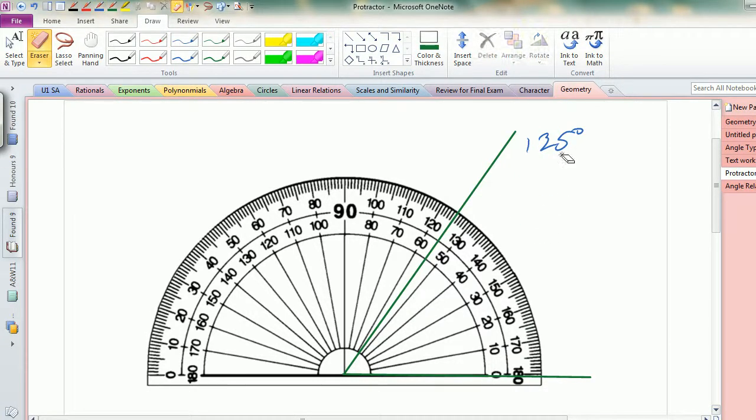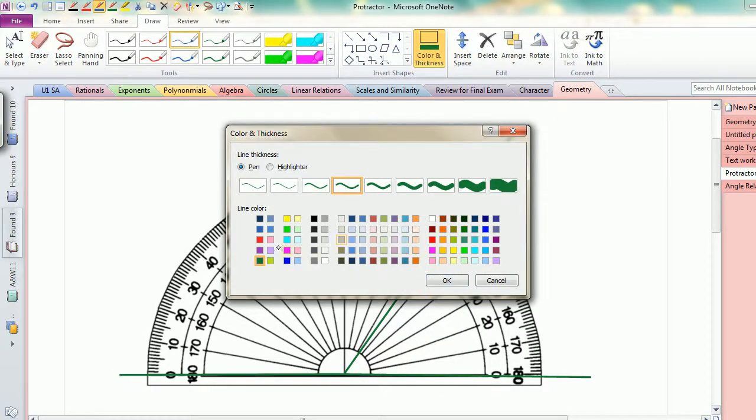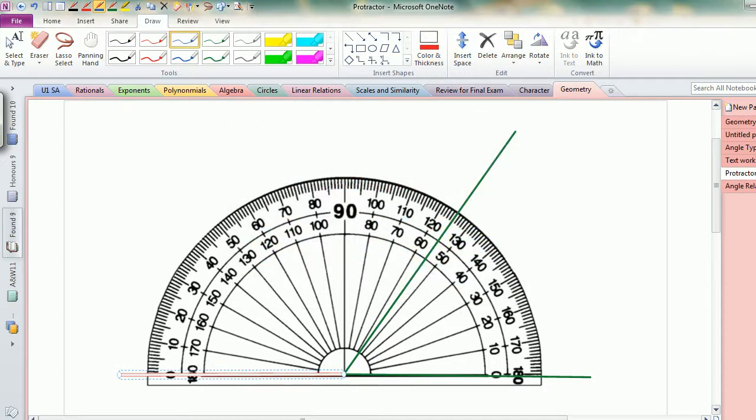Now, if I had started on the other side, so let's just say I was measuring a line over here. I line this one up. Well, now the line matches up with 0. So for this one over here, if I used, say red, and I got another shape, right here, what's the measurement of this angle? 35 degrees. Okay, so you just make sure you're measuring from 0.